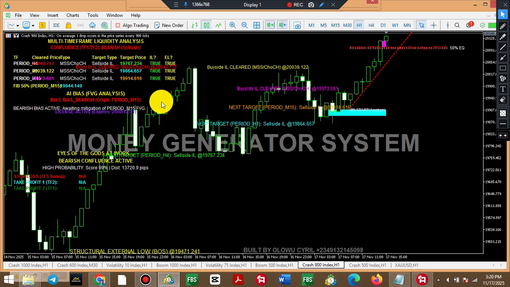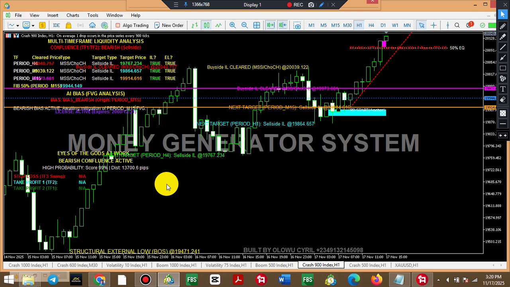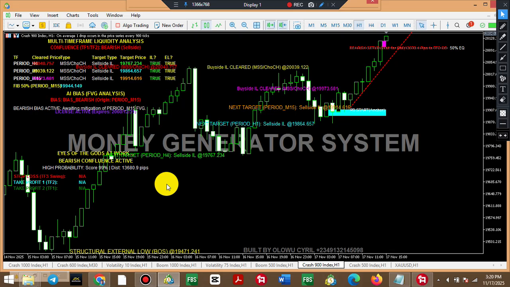We are using a liquidity approach. This is not using your lagging indicators. No. Liquidity helps you to identify the direction price is moving currently, what is the next target, and at what point you should be expecting to take entry. That is just the function of this software.